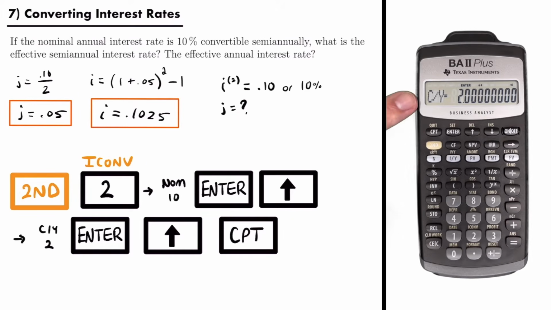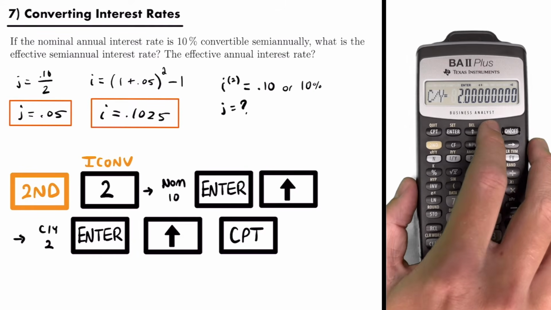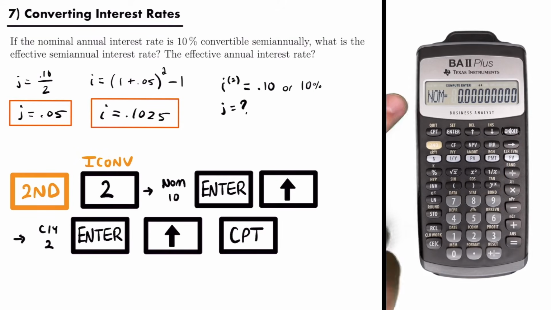And so this one might already have a value in it. That's okay. We can overwrite that when we start converting interest rates. And so I'm just going to hit this down arrow again to get back to the nominal rate, because that's where the menu starts when you open it.